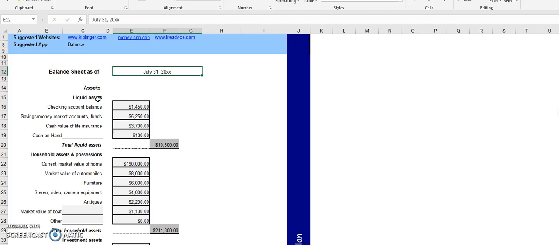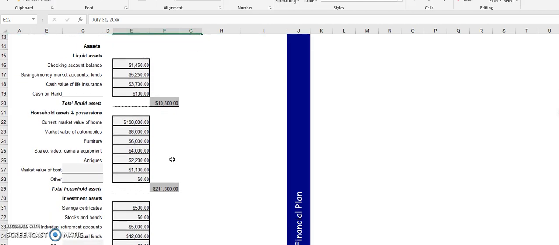Liquid assets, meaning those things that you can convert to cash readily, very easily. So you have a checking account balance of $1,450. In this example, you may have some money market funds or savings, valued at $5,250. You have a cash value on your life insurance policy that, if you need to convert your life insurance policy to cash, you could do so, and it has a $3,700 balance. And maybe you have some cash on hand, meaning $100 in cash tucked away somewhere in case you have an urgent need that you didn't plan on. Let's say it's $100 there. So your total liquid assets then is going to be $10,500.